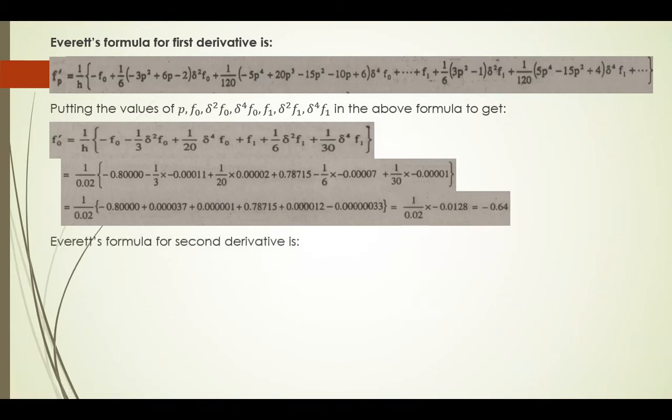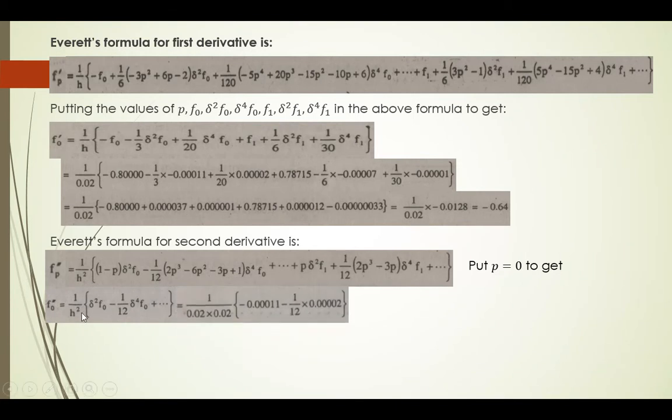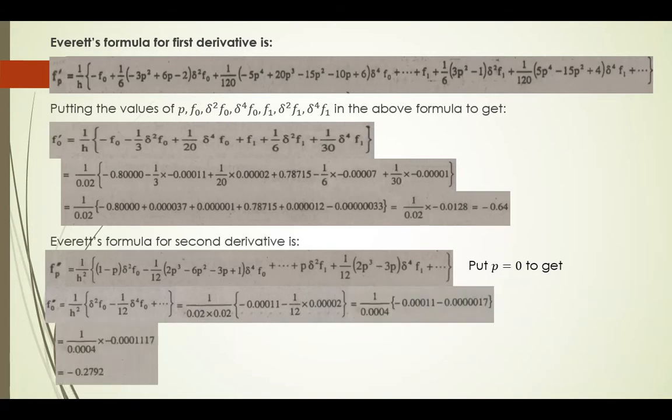Everett's formula for the second derivative is this one. Replacing p by 0 in this formula gives the simpler form. Now from the table, just replace h by 0.02, delta square f naught by this value, and delta 4 f naught by this one, and use your calculator to get the answer in this manner. So that is the answer.